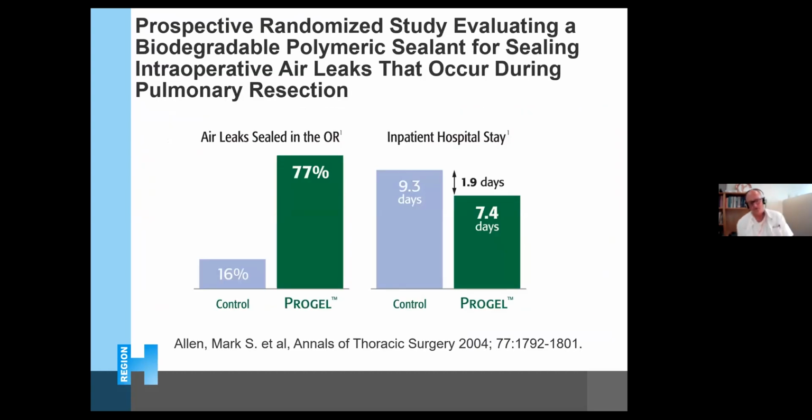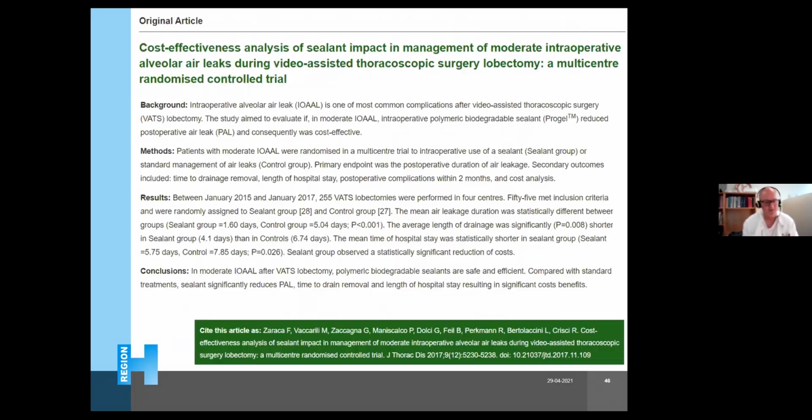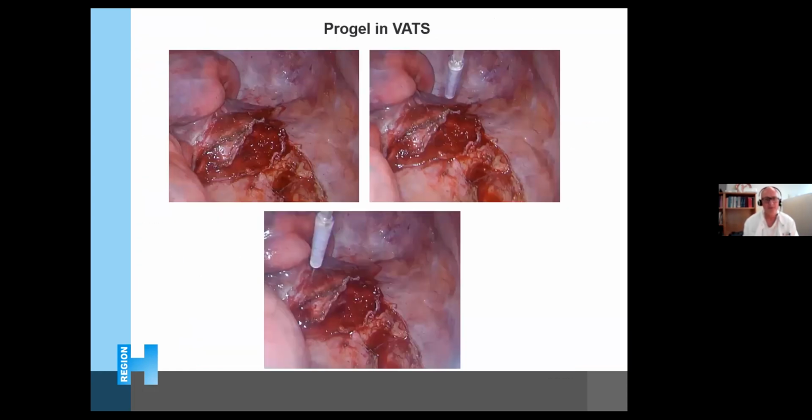Then for the ProGel that we have discussed, there are two randomized studies. This is an old American one showing that it gives a benefit in air leaks and in hospital stay, and the other one was just presented before me, so I'll jump over it, but a nice study. So we use ProGel if we cannot deal with the air leak in other ways.